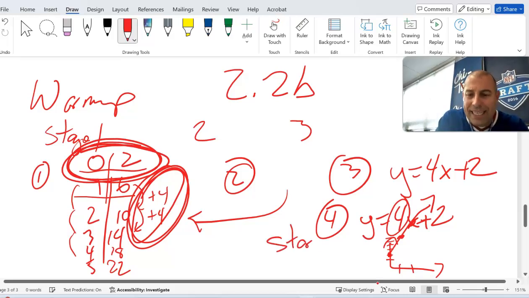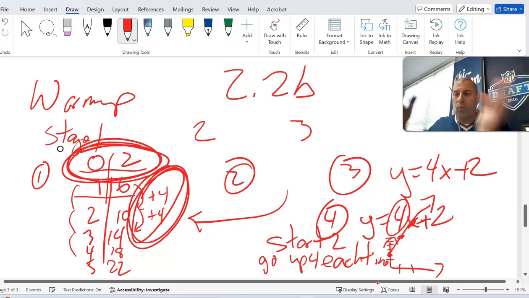So key phrases, you're starting at a 2, all right? And then go up 4 each time. I think that's pretty good because again, we're always stepping over, and then we're going up that amount there. So yeah, there we go, there's your warm up.